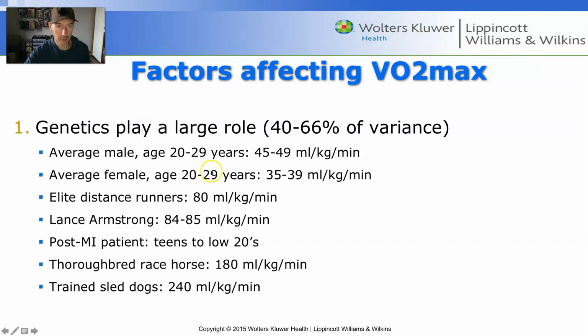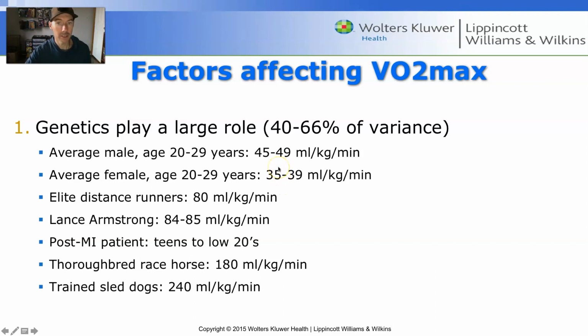So just a few numbers to look at. For the average college age male and female, this is the average VO2 max. So the average male, age 20 to 29, 45 to 49 ml per kg per minute. That's the average VO2 max. For females, it is lower, okay? And we'll talk about why the average male VO2 max is higher than the average female here in just a second.